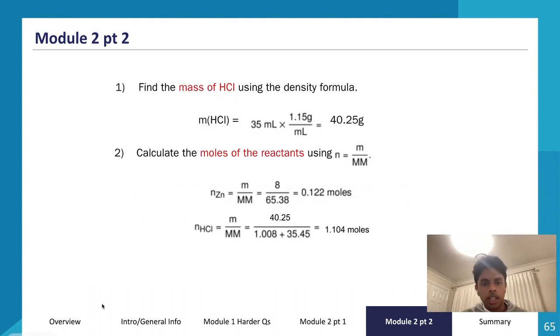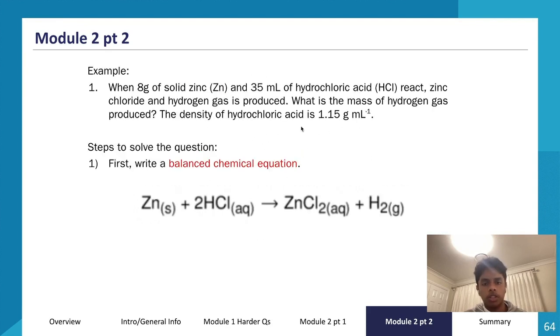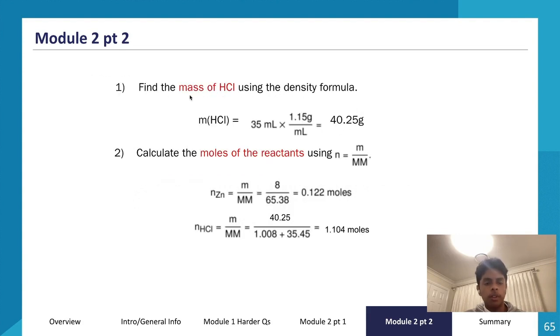All right, so let's go through the next part now. So we have the balanced chemical equation. Now we find the mass of HCl, right? Because we need to find the moles of both substances. So we'd find the mass of HCl. How do we do that? They've given us milliliters. They've also given us density. So we just need to multiply these two together to cancel out the units to get grams. So for the mass of HCl, we do 35 times 1.15 to get 40.25 grams.